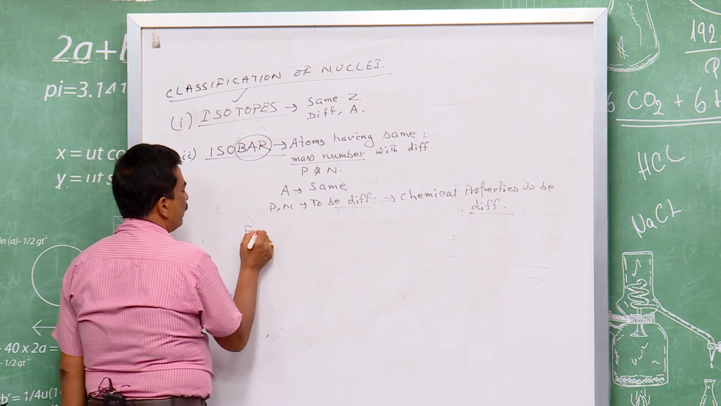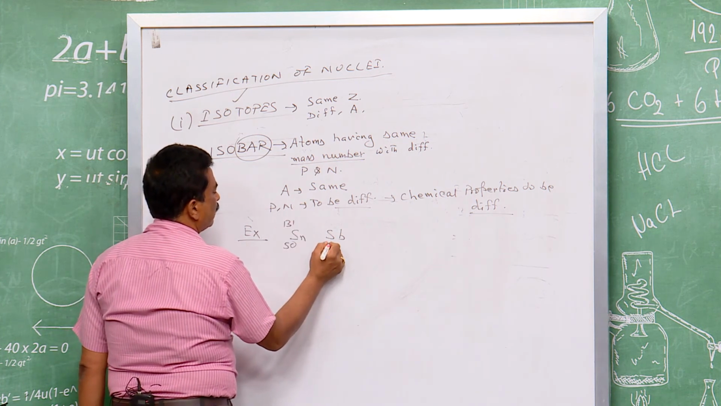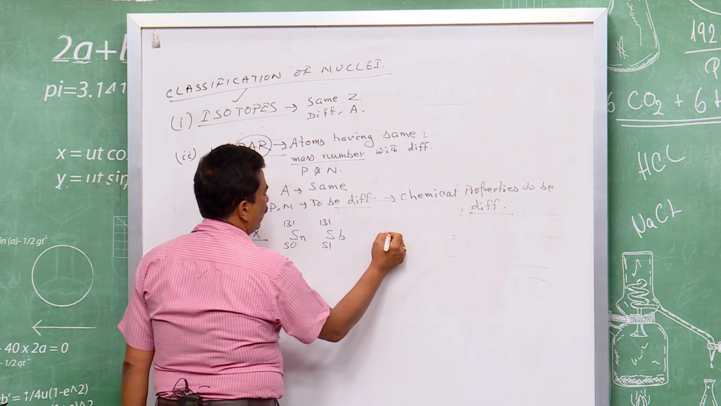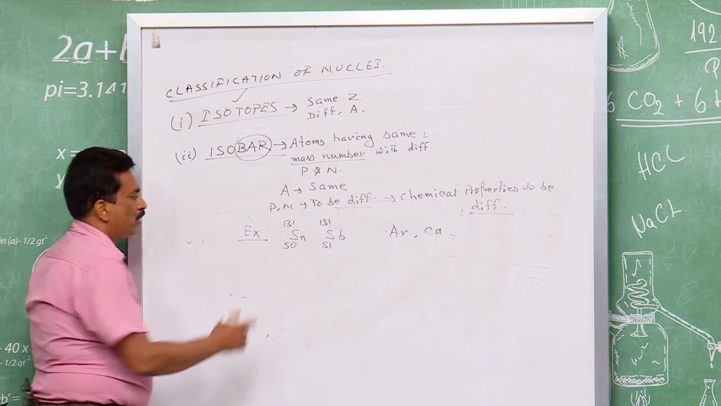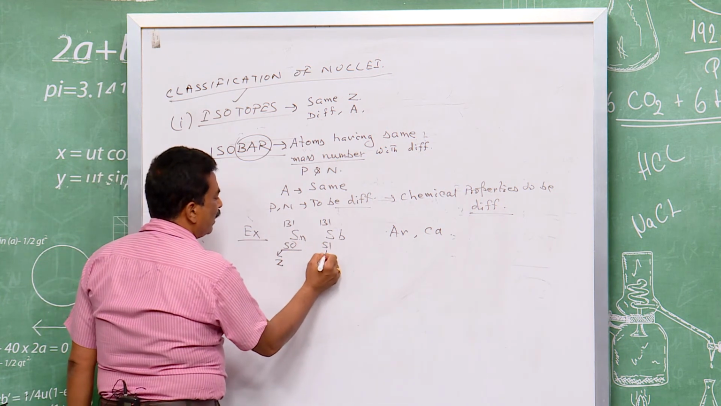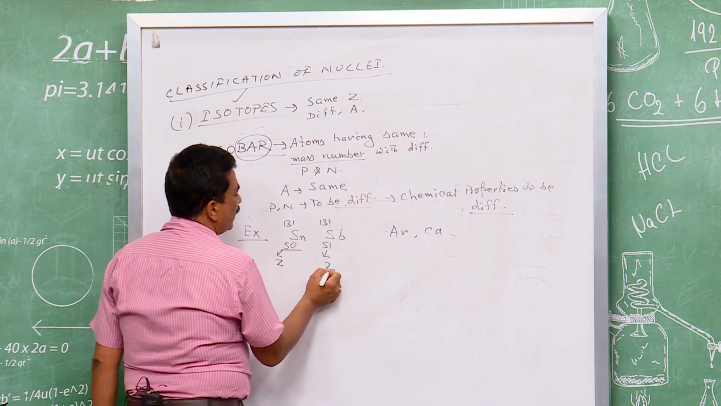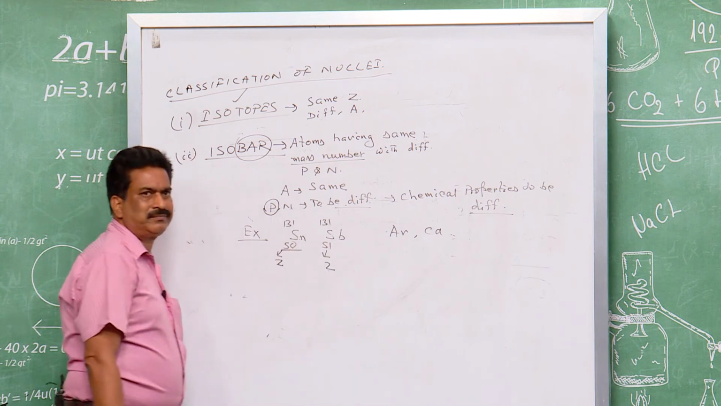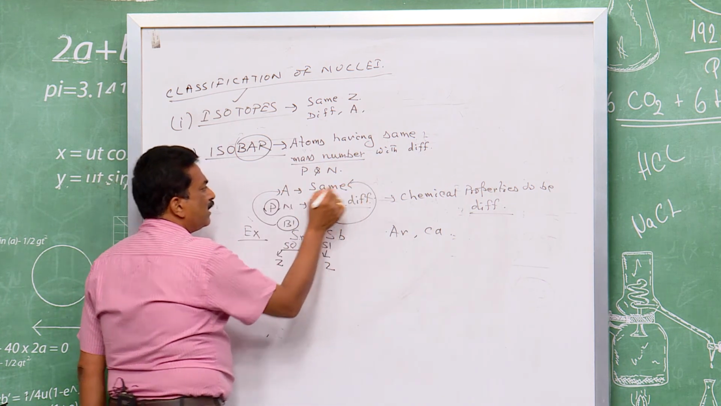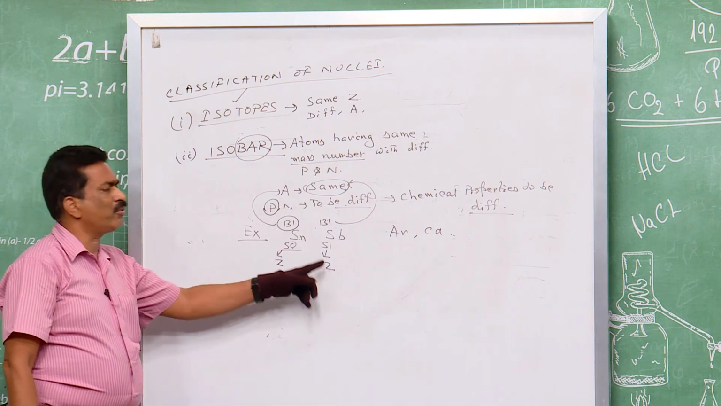So what will be the example? Suppose Sn with 50 and 131, and Sb with 51 and 131. If you take Sn with Sb, Sn is 50, and this is the Z, and this is 51, this is also the Z. We have written that P and N are different. Z means the proton, so the proton numbers are different. The upper 131 is the mass number, and 131 is the same. So the mass numbers are the same, but the proton numbers are different.